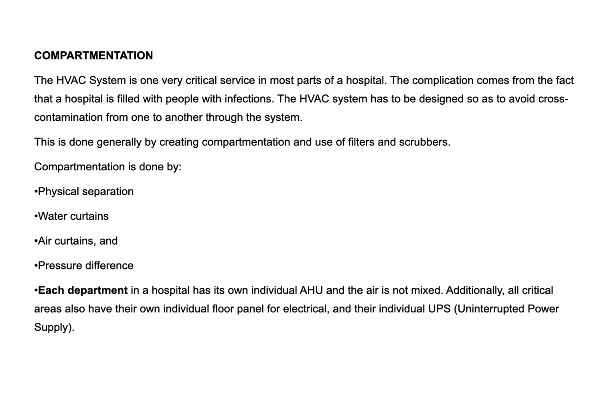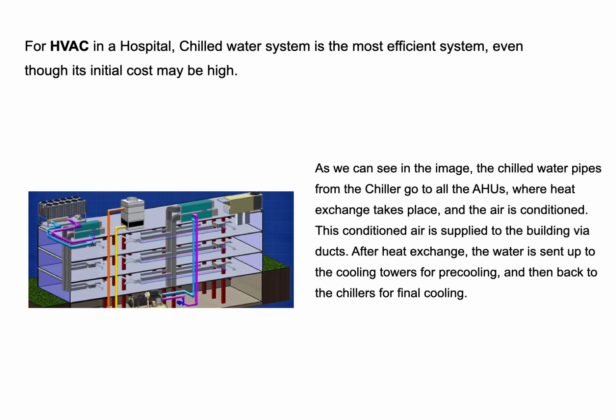For HVAC in a hospital, chilled water system is perhaps the most efficient system, even though its initial cost may be high. As we can see in this image, the chilled water pipes from the chiller go to all the AHUs where heat exchange takes place and the air is conditioned. This conditioned air is supplied to the building via ducts. After the heat exchange, the water is sent up to the cooling towers for pre-cooling and then back to the chillers for final cooling.